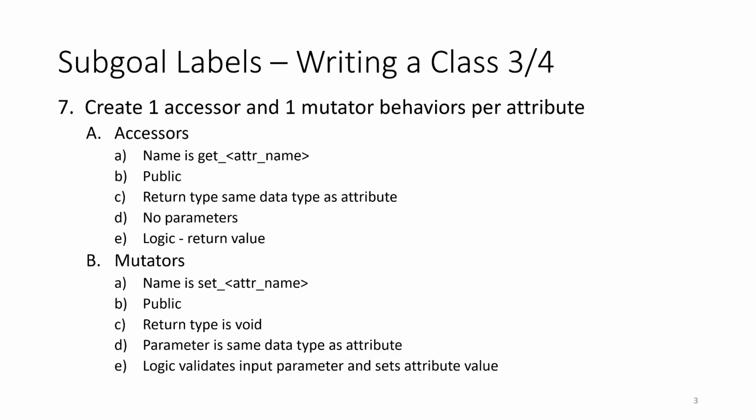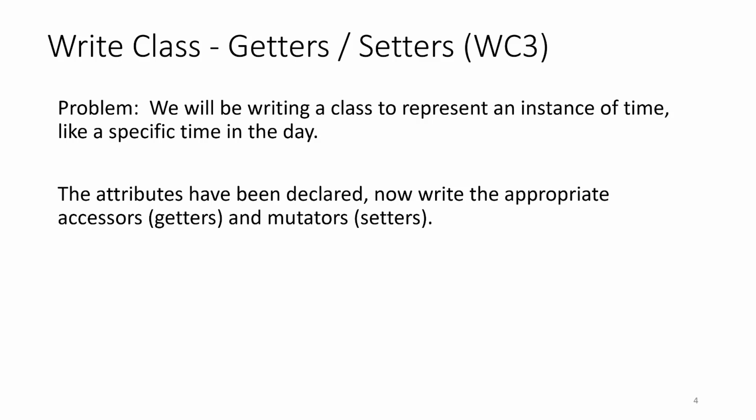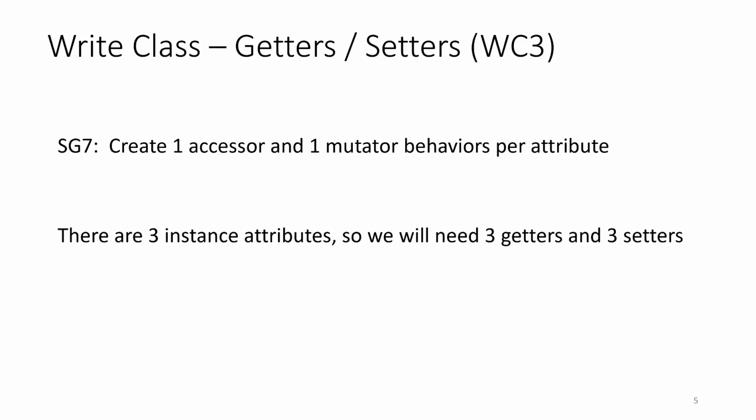Let's look at our example. Again, we're representing a class to represent an instance of time. We have declared the attributes. Now we want to write the appropriate accessors and mutators. Subgoal 7 says to create one accessor and one mutator per attribute. We have 3 instance attributes, hour, minute, and second, so we will need 3 getters and 3 setters.